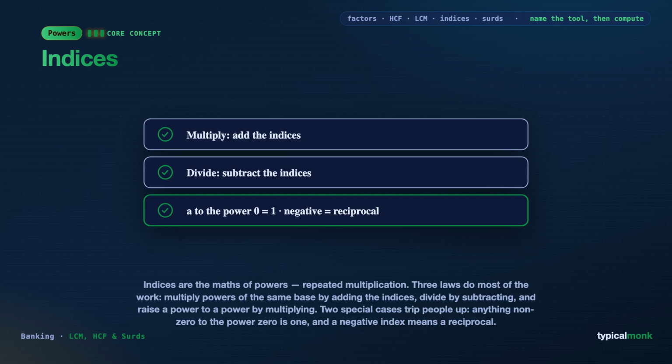So, the takeaway, an index is repeated multiplication with a base and an exponent. The 3 core laws are add the indices when multiplying, subtract when dividing, and multiply when raising a power to a power. And remember that anything to the power 0 is 1, and a negative index means a reciprocal.